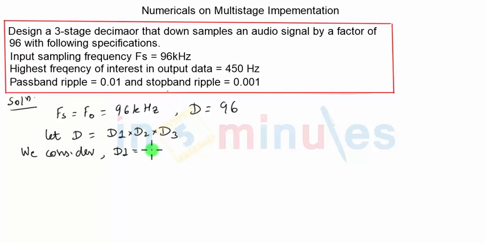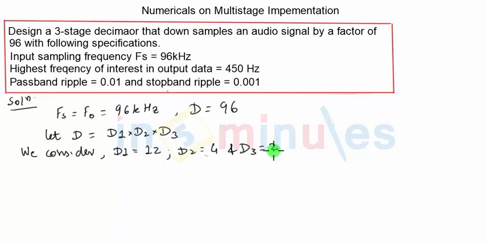The choice always remains with the designer. Generally, we start with the highest value and reduce it towards D3. We take D3 to be 2 in most cases. So with that, I can go for the combination where D1 is 12, D2 is 4, and D3 is 2. So 12 into 4 into 2 will become 96. This is how we will design each decimator. The first decimator will decimate by a factor of 12, the second by a factor of 4, and the third by a factor of 2.